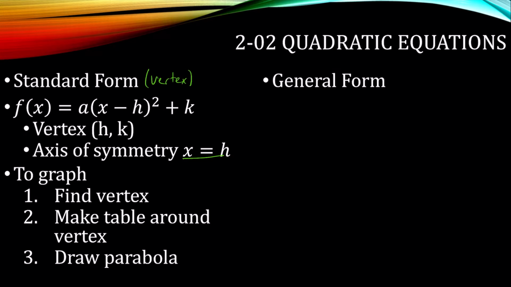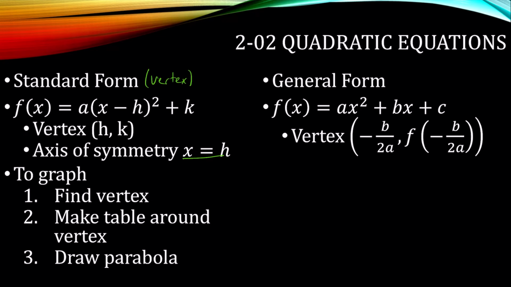The other form that we have is general form. The vertex is going to be at negative b over 2a, comma, the function of negative b over 2a. So you just plug it in. So the x is negative b over 2a. To get the y, you just plug in the x. And our axis then is just the x. x equals negative b over 2a.